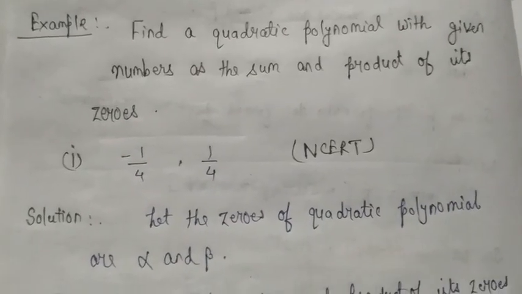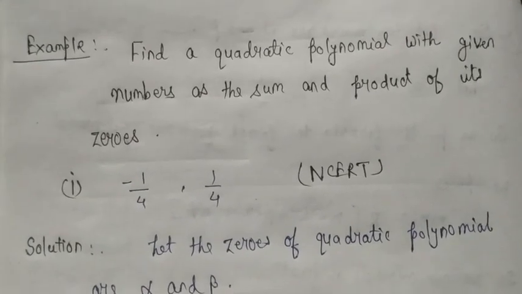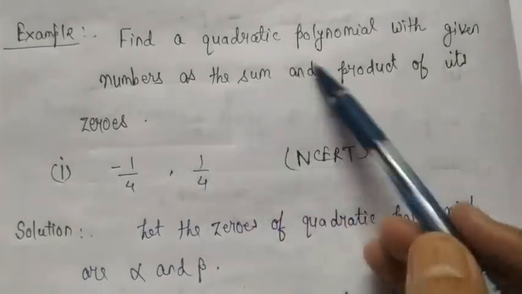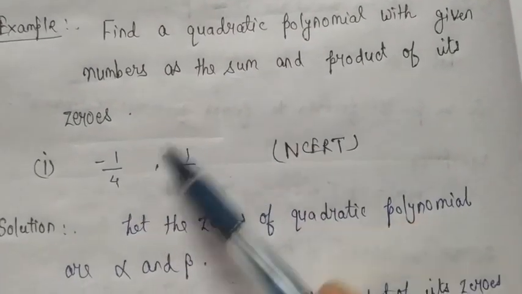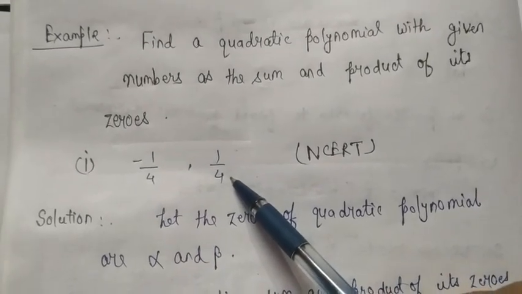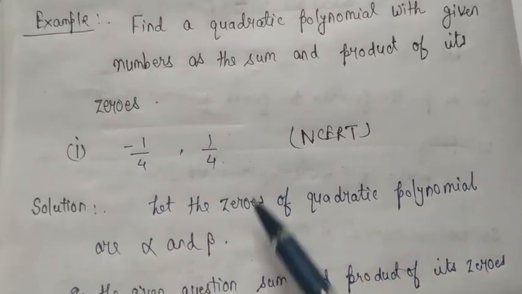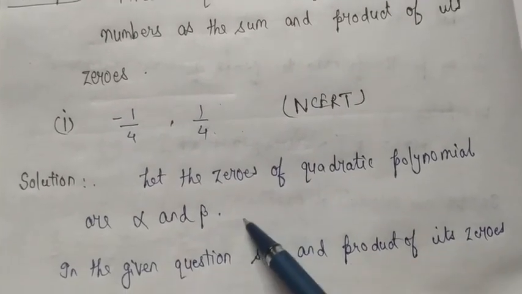So we got the desired quadratic polynomial. Let me remind you of this method again. See, in this question the sum and the product of zeros are given, that is, sum is -1/4 and product is 1/4. So in the question nothing is given except the sum and product, so we have to first consider that the zeros will be α and β.